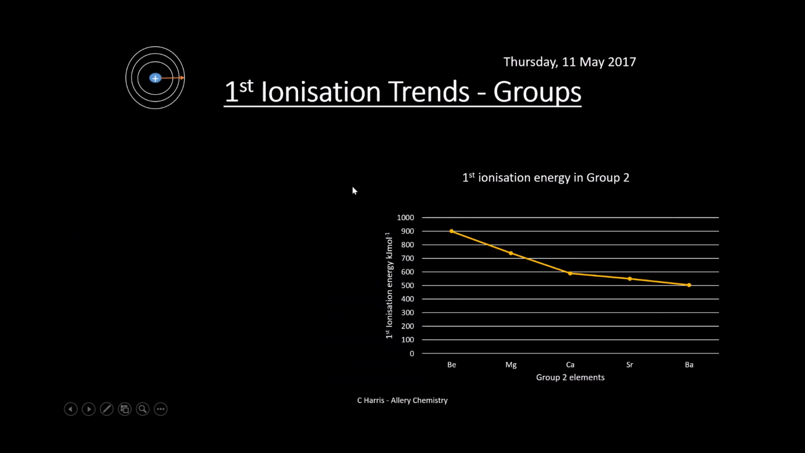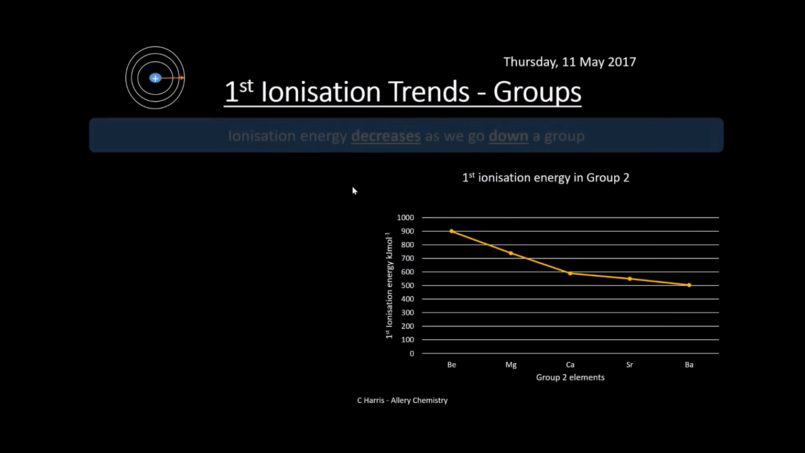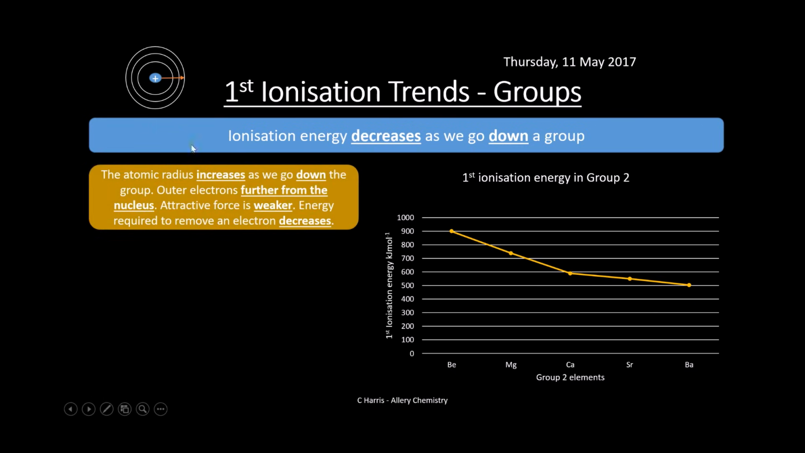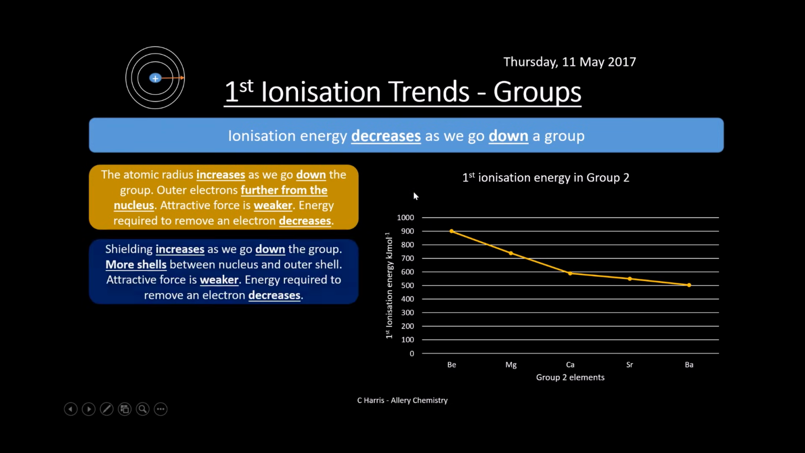Okay, so let's have a look at these trends, and we're going to look at it in terms of groups first. So ionization energy decreases as we go down a group. So here we've got group 2 elements. We're starting from beryllium going to barium. So the atomic radius increases as we go down the group, so it gets a bigger atom. Outer electrons further from the nucleus, and this means the attractive force is weaker. The energy required to remove an electron decreases. We need less energy to remove an electron because the atom gets bigger.